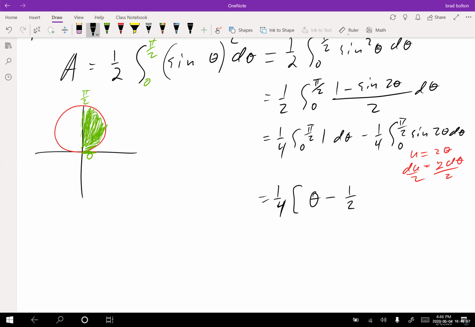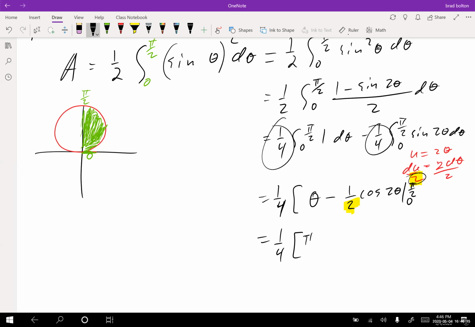1/2 cosine of 2 theta from 0 to pi over 2. So what I did was I factored out these 1/4, put them in front. This 1/2 right here is this 1/2 right there. Okay, so then we have 1/4.